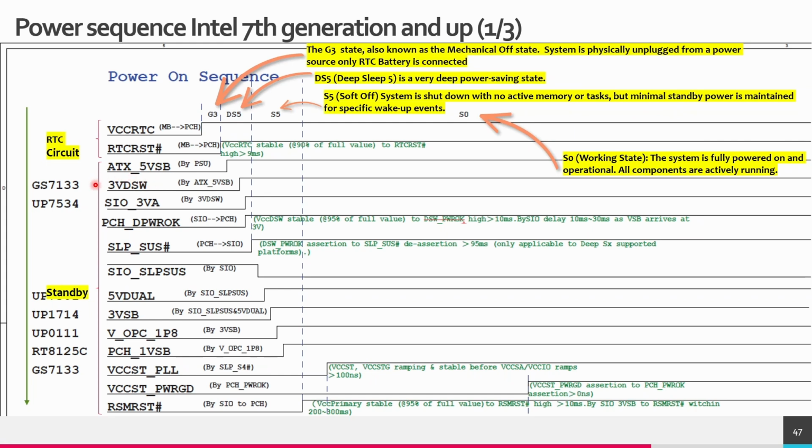When the 3.3 volt dual standby well is created, the next power sequence will create 3.3 volts that will power the Super I/O chip. When the motherboard is turned on, this voltage rail remains high.